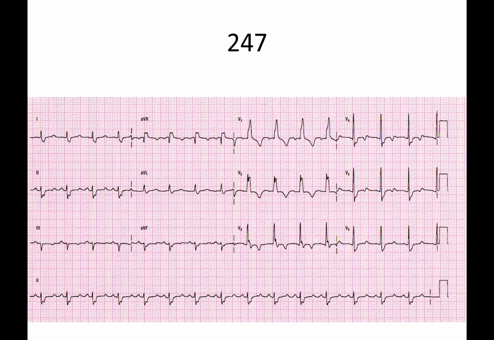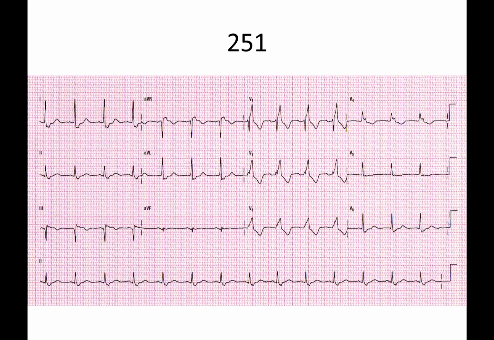So let's apply it. Now, we're not going to do this one. I'm actually going to skip, and we're going to do 251. We'll do this first, and then we'll come back to the other. So we'll just go through this like we have with every single one of them so far. We're going to do a rate of 80. It is sinus rhythm with a bundle branch block.